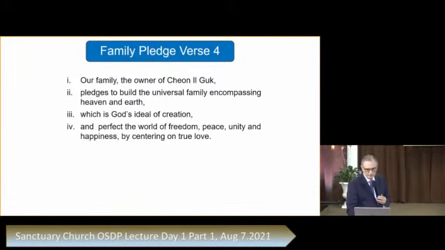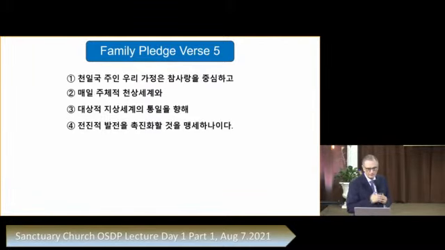And there's the English. All right, number 5 then, again, Cheonryuguk, owner of Cheonryuguk, our family, centering on the true love, okay, then what are we going to do now? 매일 means every day. 주체적, so that means a subject partner, 천상세계와, heavenly world. 대상적, object partner, 지상세계, earthly world, 통일을 향해.